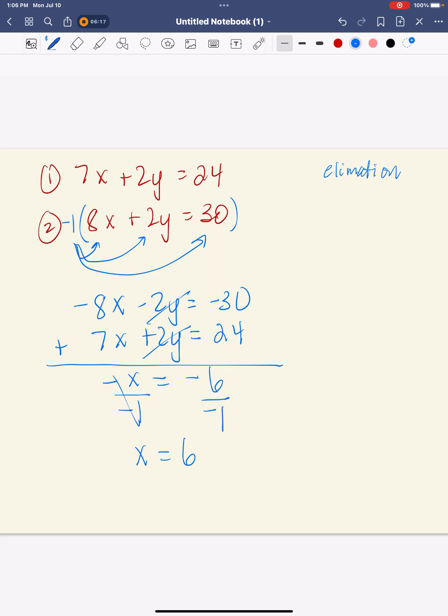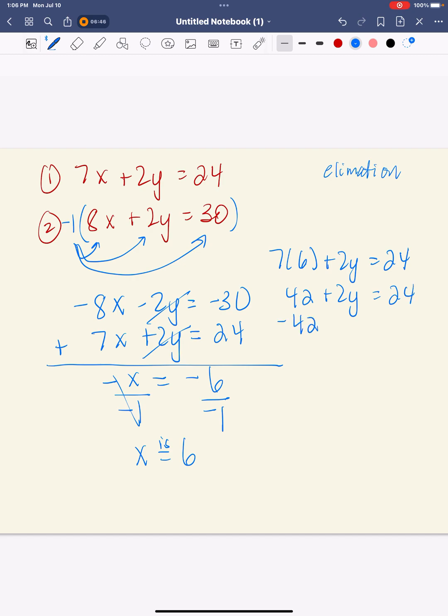Now, you're not done, because when you have two lines, you're trying to figure out their point of intersection, so we still need the y coordinate, okay? So we're going to say since x is equal to 6, I'm going to go substitute it back into the red equations and get my y. And it doesn't matter if you use the top one or the bottom one. So 7 times 6 plus 2y equal 24. So we got, messed up there. We got 42 plus 2y equal 24.